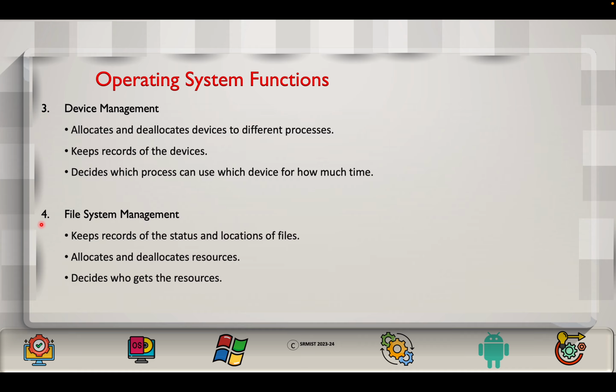And the fourth function is the file management system. There are many files used by the operating system. All those files are maintained and managed by the operating system. It allocates and deallocates all these files and it decides who gets the resources.